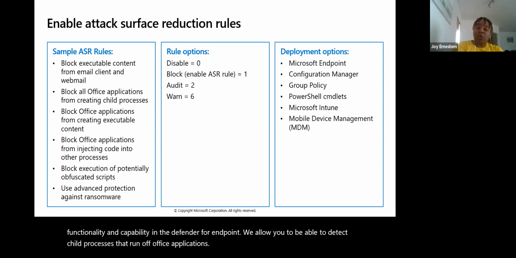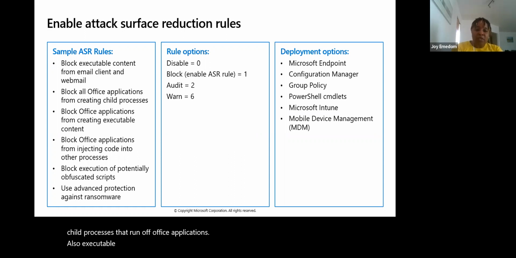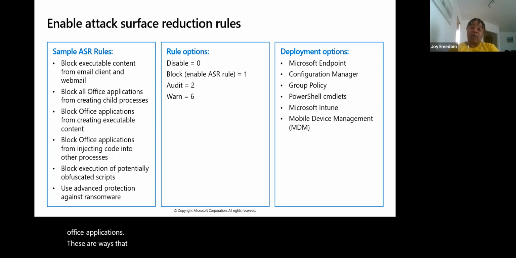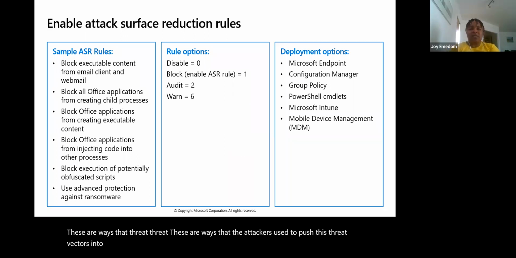Also executable contents that run off Office applications, and code injections that run off Office applications. These are ways that the attackers use to push these threat vectors into our organization. So you just see a typical email that looks legitimate.